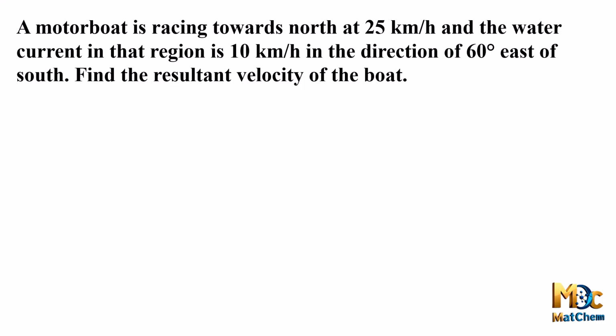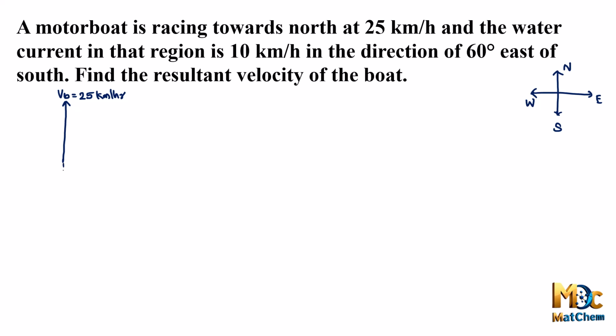When you're considering the directions, this is north, this is south, this is east, this is west. So the motorboat is racing towards the north at 25 km per hour. If you're drawing, this is the motorboat racing with a velocity VB equal to 25 km per hour. Then the water current in that region is in the direction of 60 degree east of the south.